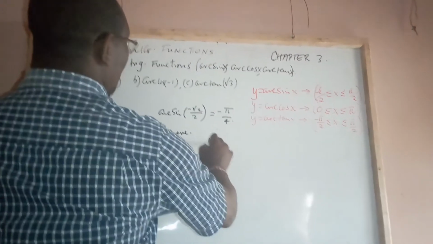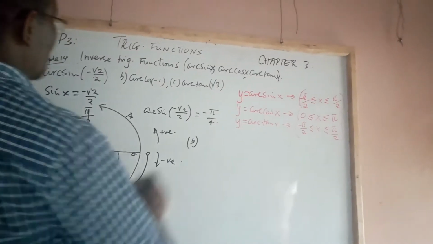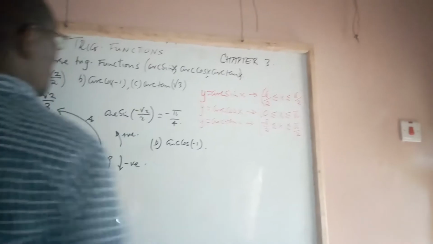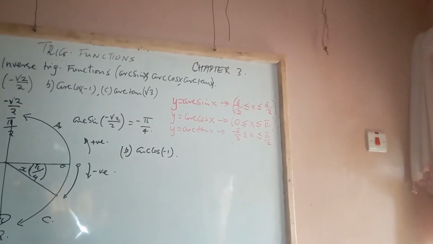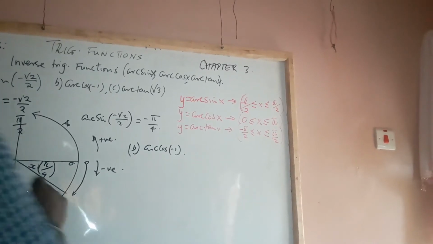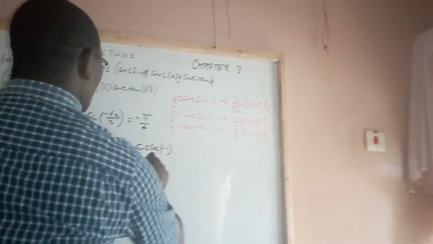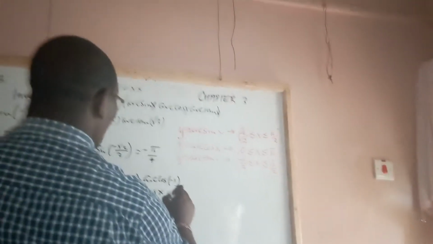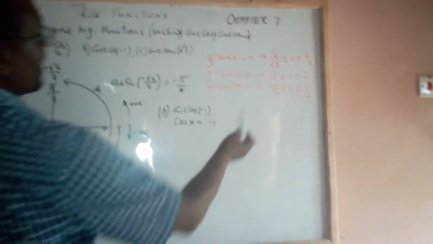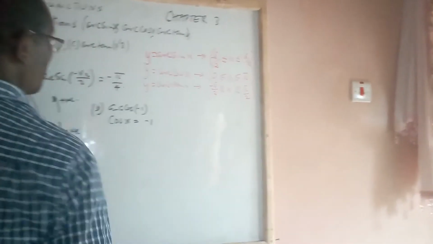If you look at part B, the arc cos of negative 1. That means there was a certain angle x whose cosine was negative 1. But you can see the range. The range is from 0 all the way to pi.